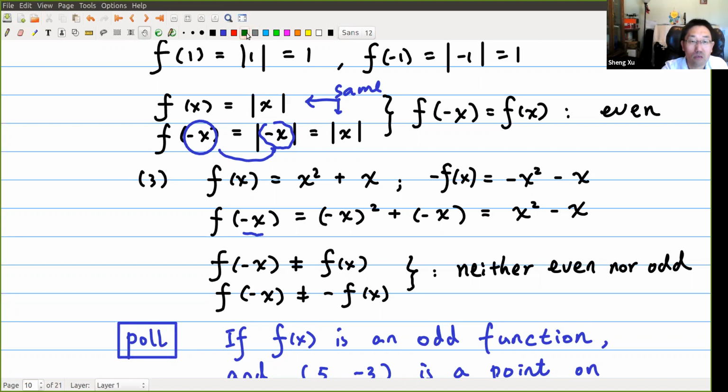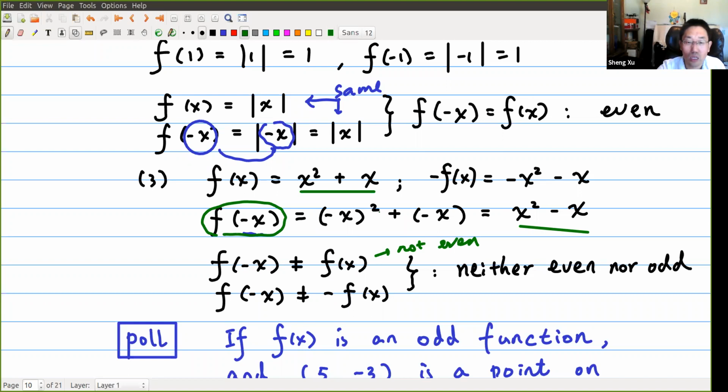So f of negative x is the same as f of x? Here is x squared plus x, here is x squared minus x. Not the same, right? So f of negative x is not equal to f of x. The function is not even. For even, when you change the sign, you get the same function value.